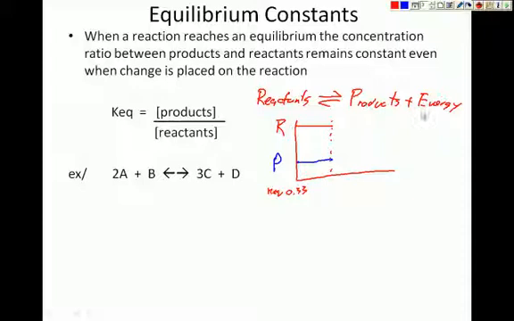Now if the heat is decreased, so let's pretend the heat right here is decreased, that means our reaction is going to shift right again in order to increase the heat, and that means reactants are going to be used up in order to make more heat energy, and that means products are going to go up.